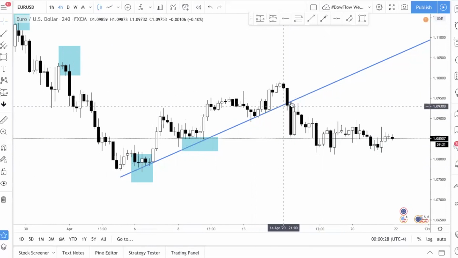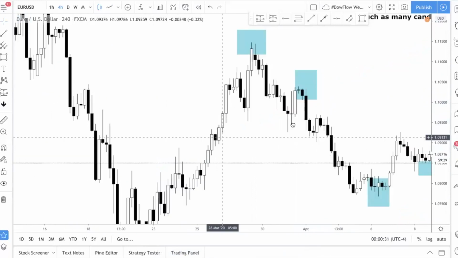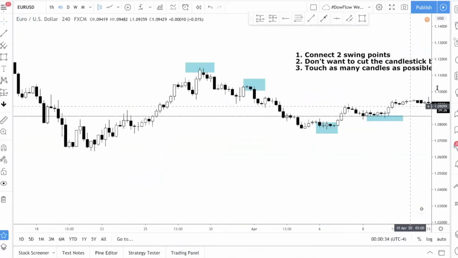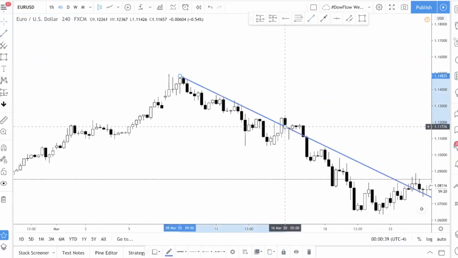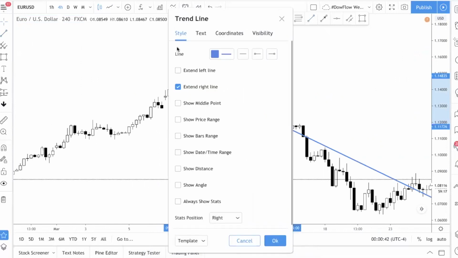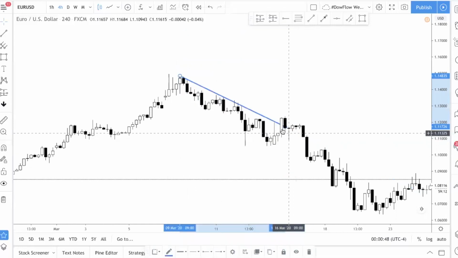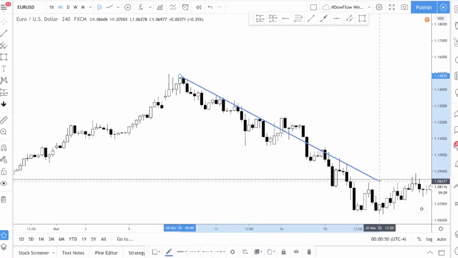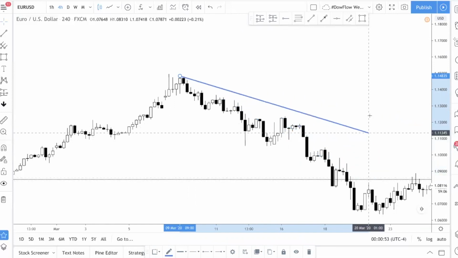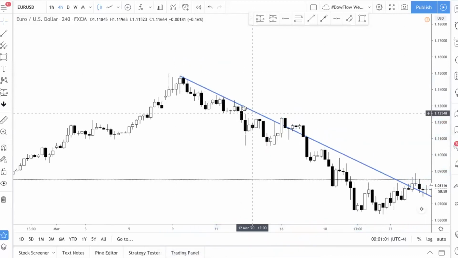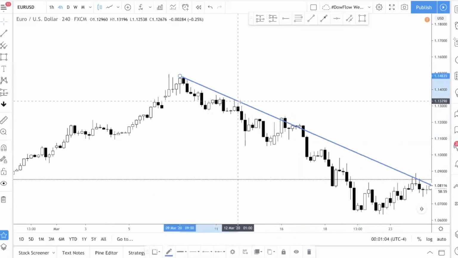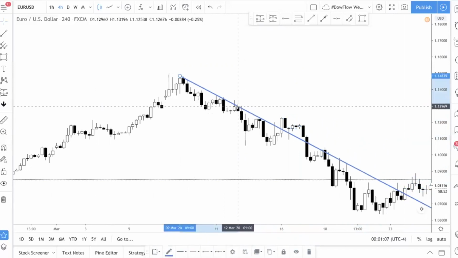Let me show you one more example. This was an ascending one, so let's draw a bearish one. Another tip is that on TradingView, you can double click and do the extend right line. Because if you do not extend it, then you need to drag it yourself, and sometimes the accuracy might be affected because you might not draw it perfectly. But when you just do the extension, you just drag and connect this circle button to the point that you want to connect it to, okay?